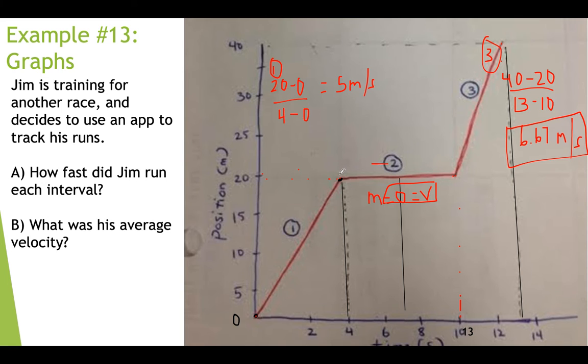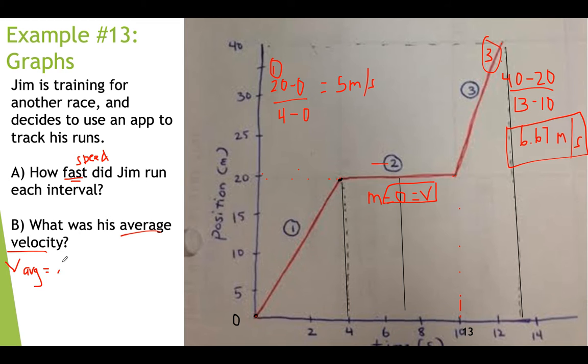So we move at 5 meters per second, then a velocity of 0, and then a speed of 6.67 meters per second. So that is the speed. When we see the word fast, we think of speed. That's a speed for those 3 time intervals. To find the average velocity, we're looking at the entire path of motion. So we're going to have to take a look at the average velocity equation.